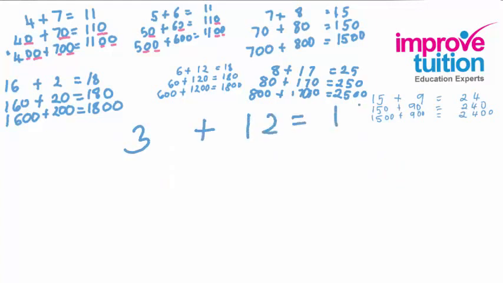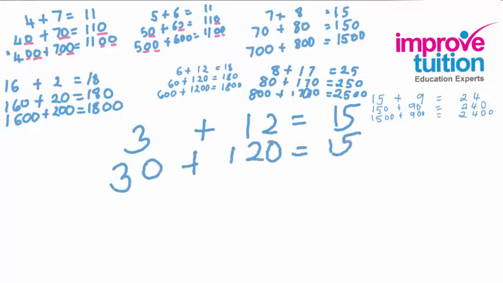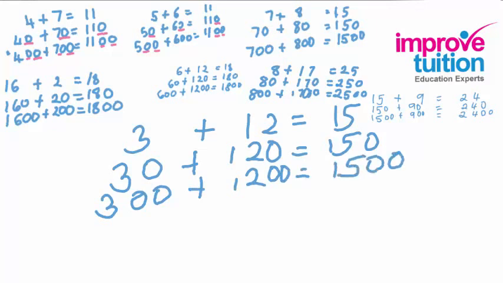If we've got 3 add 12, then that's 15. 30 add 120, well that's 15, 3 add 12 and add a 0. 300 add 1200, well 3 add 12 is 15, add 2 zeros.